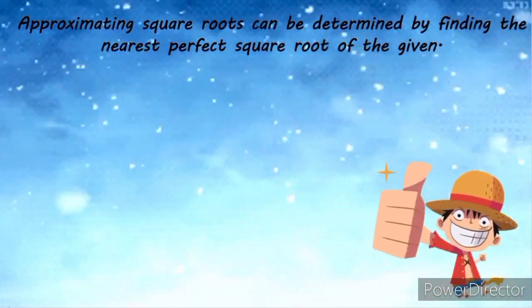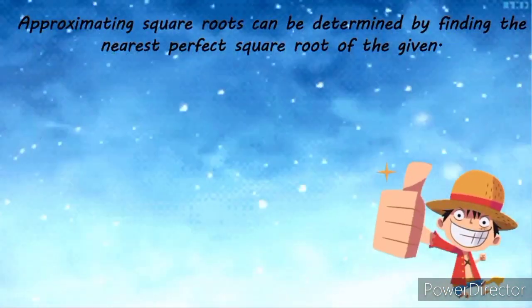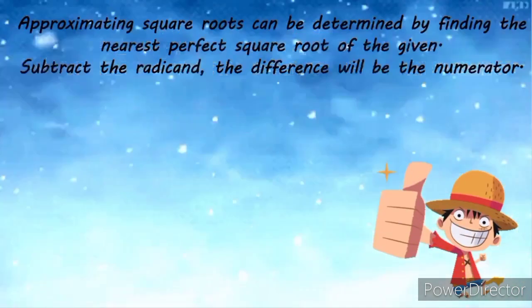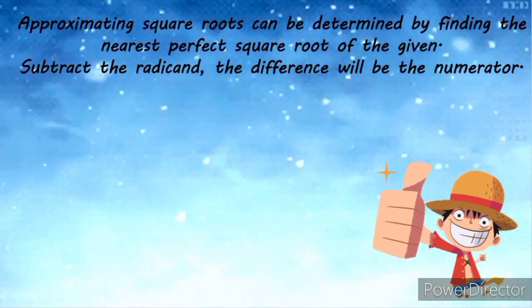Approximating square roots can be determined by finding the nearest perfect square root of the given number. Subtract the radicand. The difference will be the numerator.